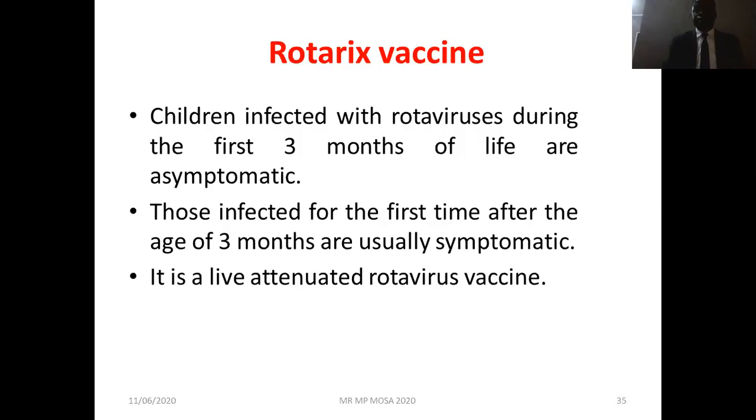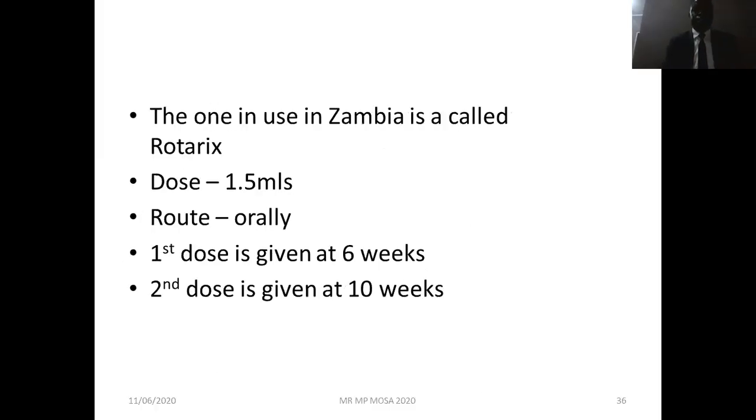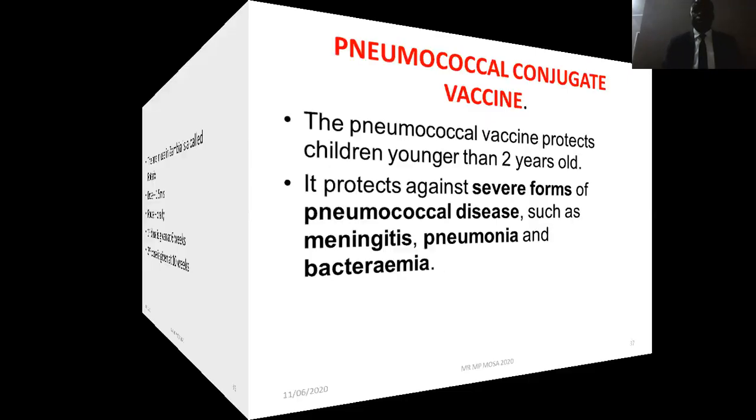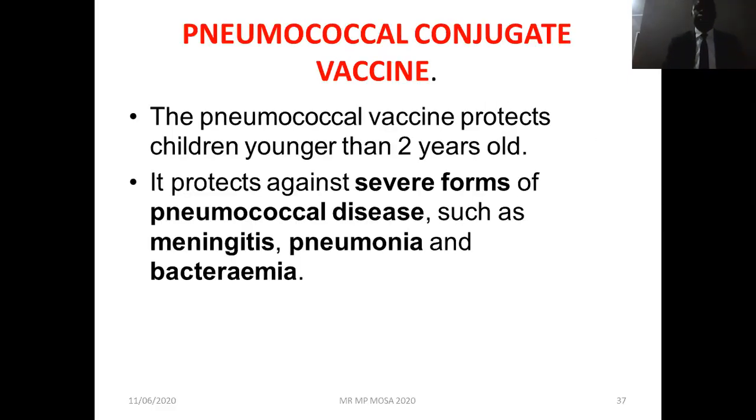So the vaccine is supposed to be given. The one in use in Zambia is called Rotarix. It is given at 1.5 ml, orally. First dose at 6 weeks and second dose is given at 10 weeks. So like we said, an interval of 4 weeks in between.